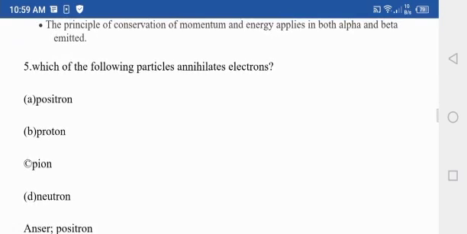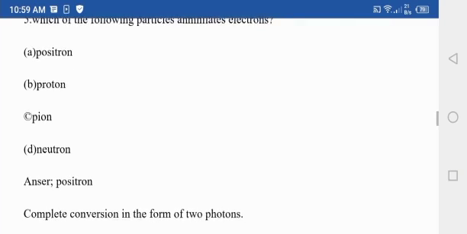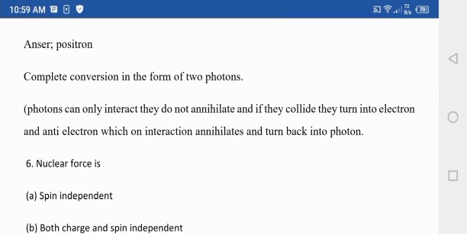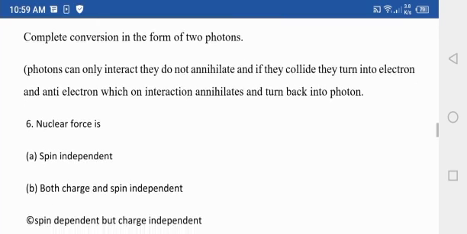Okay, MCQ 5: which of the following particles annihilates electrons? The answer is positron. And photons do not annihilate, they only interact. Whenever they collide they turn into an electron and anti-electron, which on interaction annihilate and turn back into a photon.